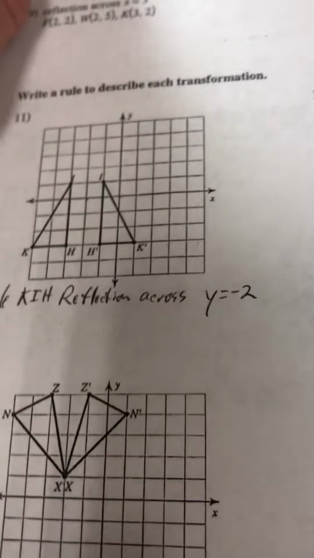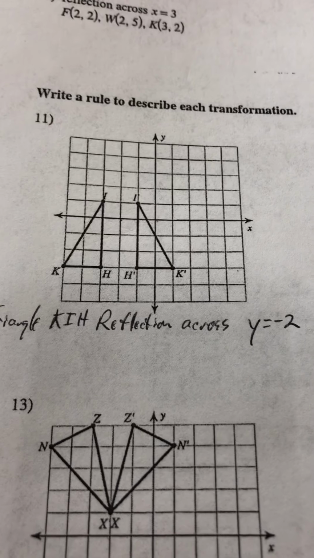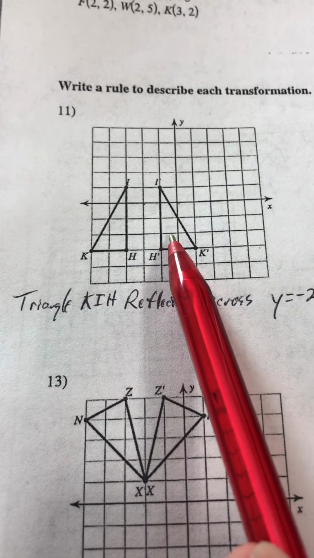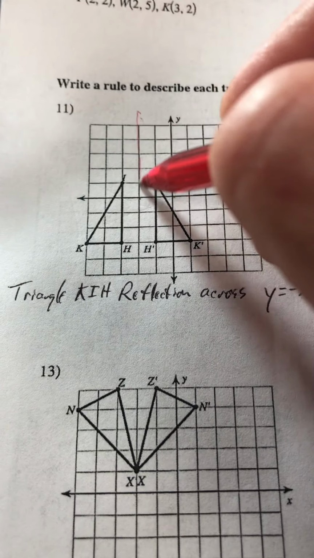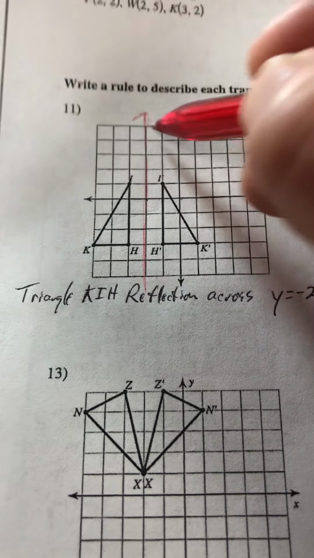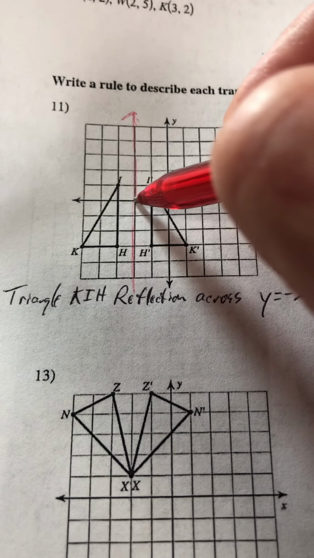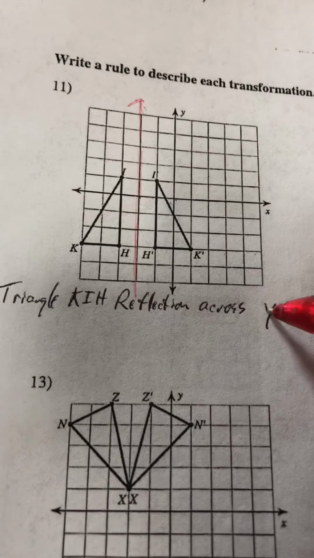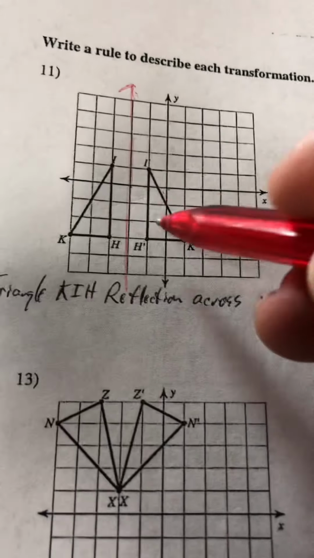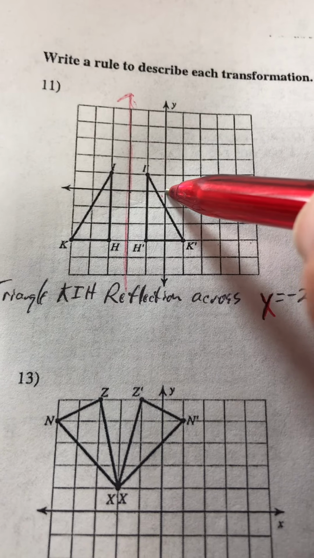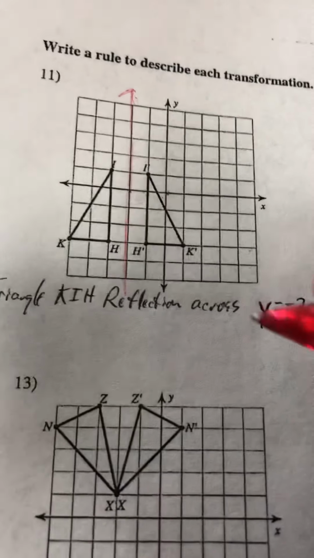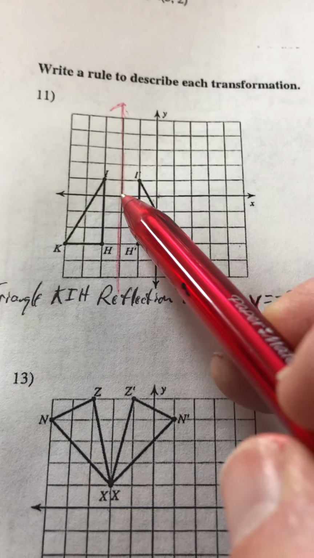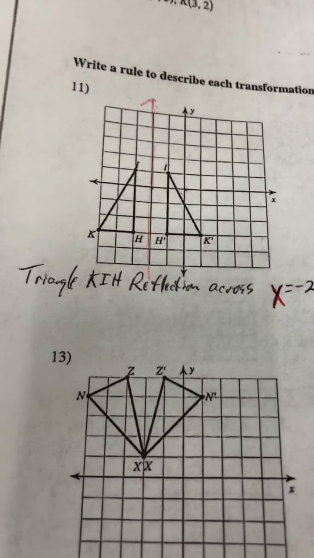11 and 13. Write a rule to describe each transformation. So, from this triangle to this triangle, what happened? Well, it looks like there was a reflection across this right here, which happens to be Y, or actually, that's an X. Should have put X. That should be an X. X equals -2. I have the -2 for some reason. Had a Y there, but yeah, X equals -2. It's a reflection across x equals -2.